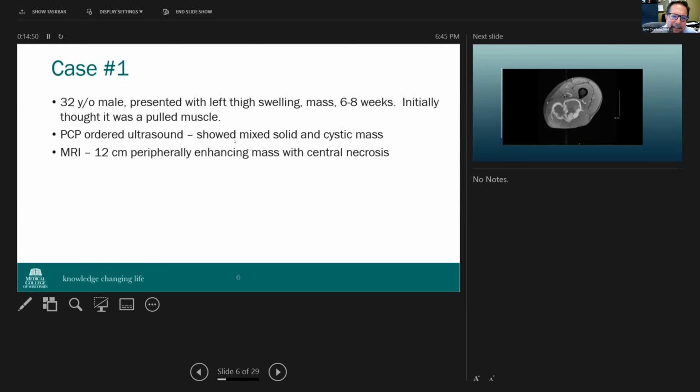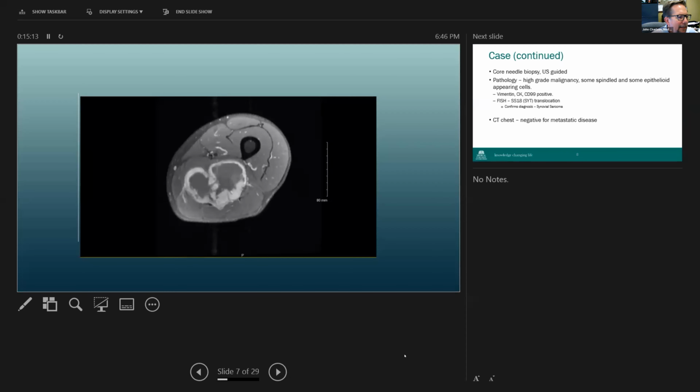He decided to go see his primary care physician, who first ordered an ultrasound, cost-effective imaging, which showed a mass but didn't show a whole lot of other detail. So we went on to order an MRI, which showed a peripherally enhancing mass with central necrosis in the thigh muscles. Here's a picture like that.